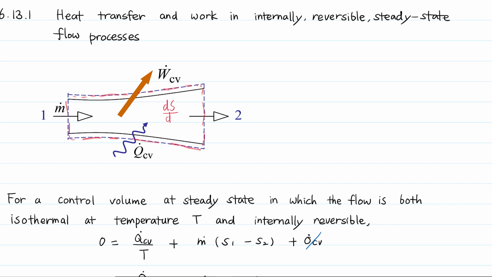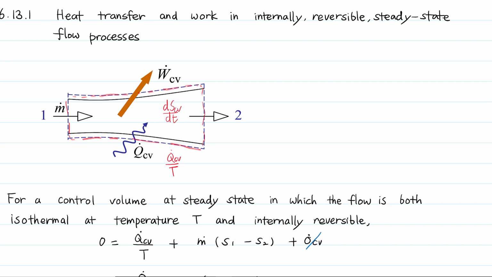dS/dt is the rate of entropy change in the control volume. There may be heat transfer to the system. Q dot over T is the entropy change due to the heat transfer. T is the temperature where the heat transfer occurs.